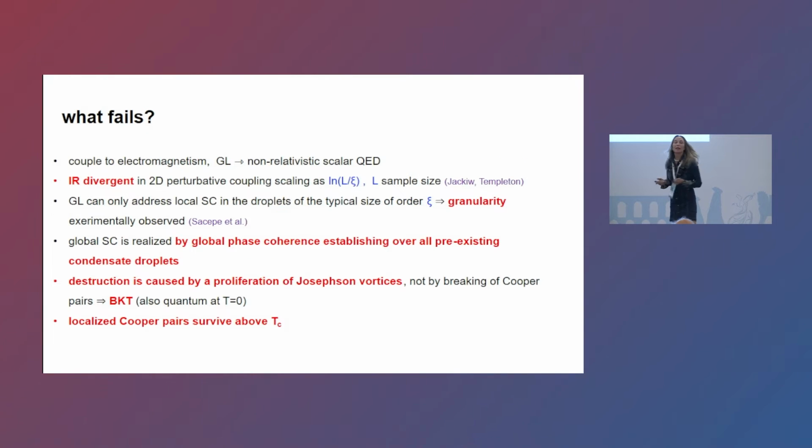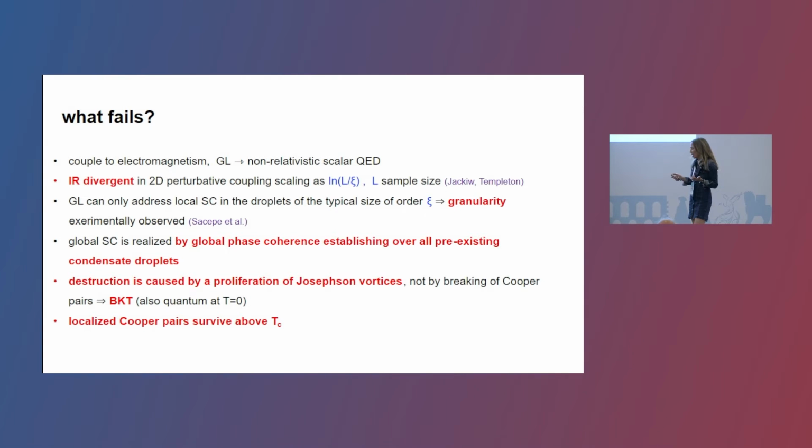So what fails? Now, Coulomb interactions are important, and so if I couple electromagnetism to the Ginzburg-Landau model, what I get is 2 + 1 dimensional scalar QED. Now, this 2 + 1 dimensional QED is a theory that is plagued by infrared divergences. I have the coupling constant times the scale, like the size of the sample, divided by a scale. In this case, I took C. This was shown by Jackiw and Templeton.